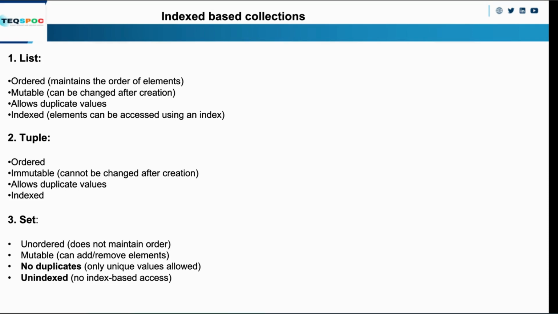So the set is unindexed, meaning you cannot simply pick any element from the collection by providing its position. And if you look at point number 1 for the set, it is unordered. This is the main reason why it is unindexed.